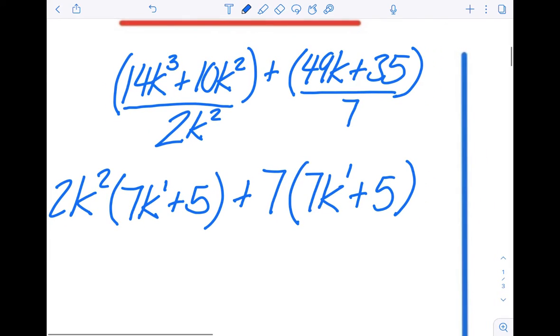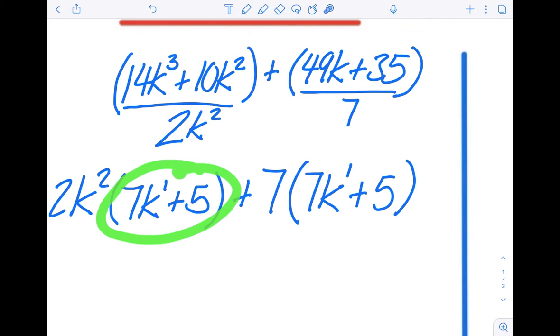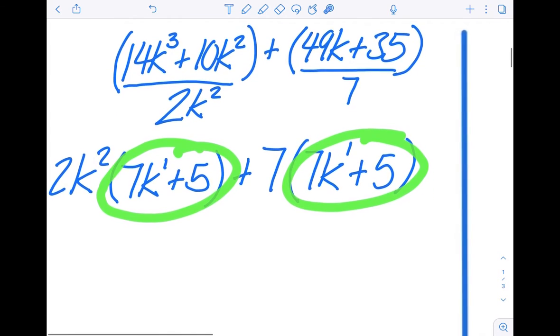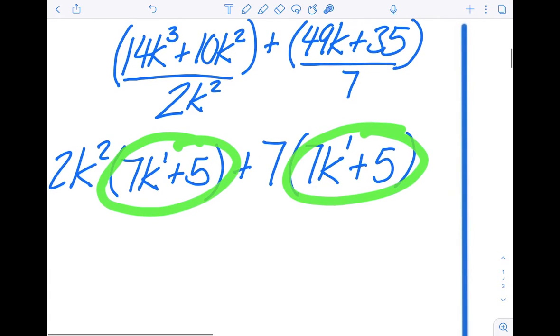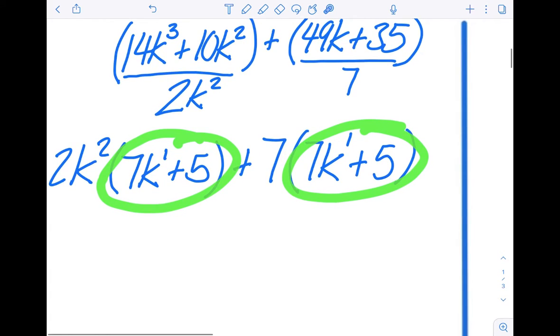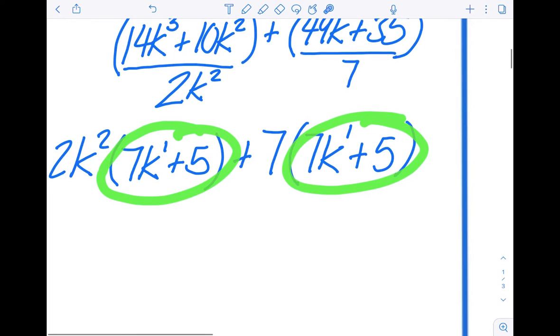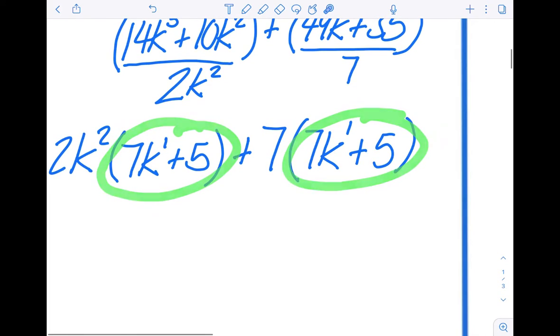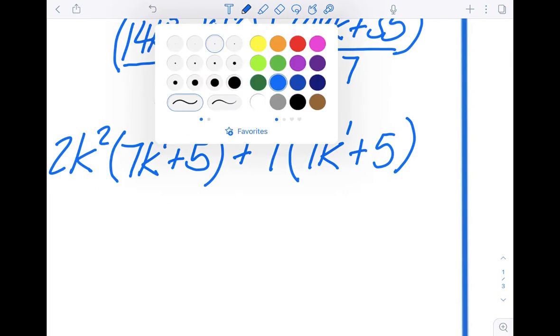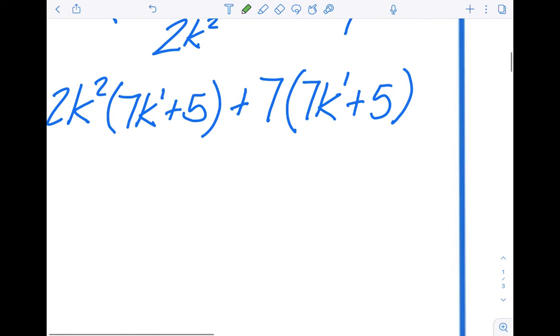Now, look what just happened, everybody. Look at this parentheses and look at that parentheses. They're the exact same thing. So that means that instead of writing it twice, I'm only going to write it once. So check this out. I'm only going to write it one time.